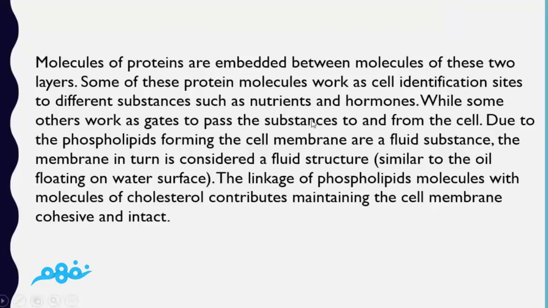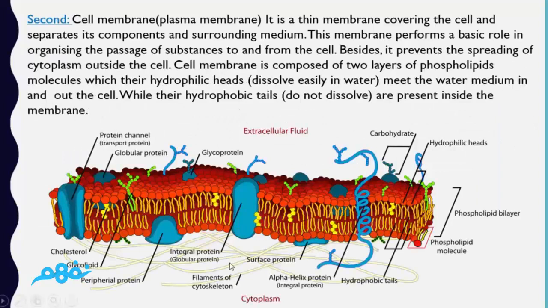So they work as cell identification sites for different substances such as nutrients and hormones for the cell to identify them, while some others work as gates to pass the substances to and from the cell. Peripheral proteins. So these proteins work as gates to transport molecules out and inside the cell.